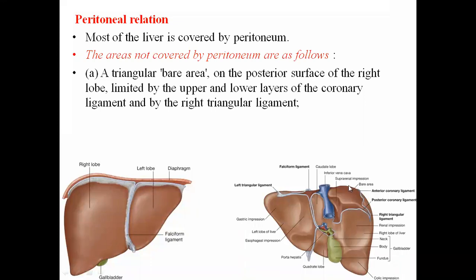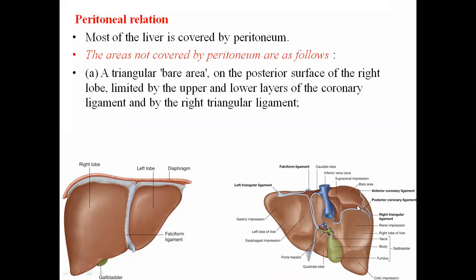So the bare area, what we are talking about, is in between the anterior layer and the posterior layer of the coronary ligament. Or you can say the upper and lower layers of the coronary ligament. Not only that, when we look at it, the coronary ligament moves to the right, and here it forms a triangular shaped area. That is because of the attachment of the ligament, and it forms a triangular area in this region.